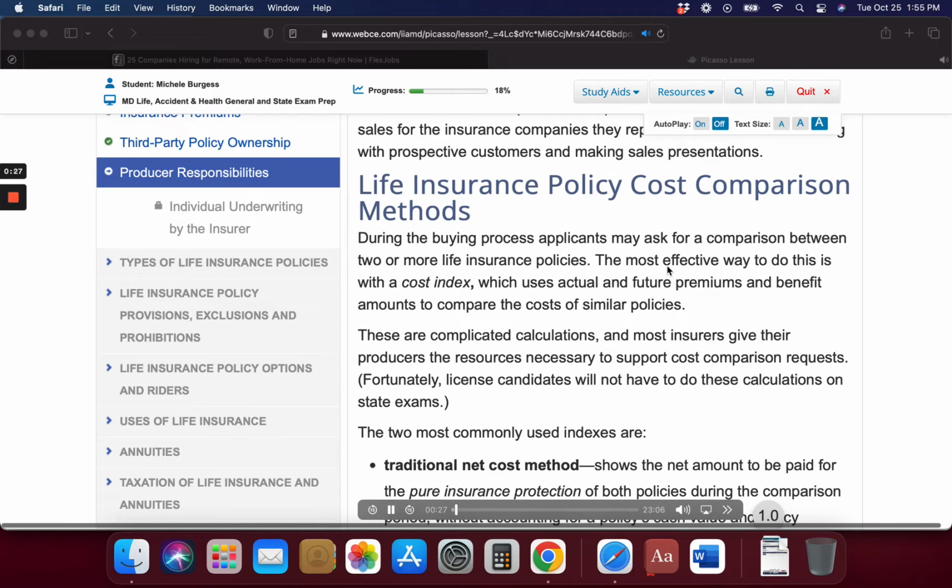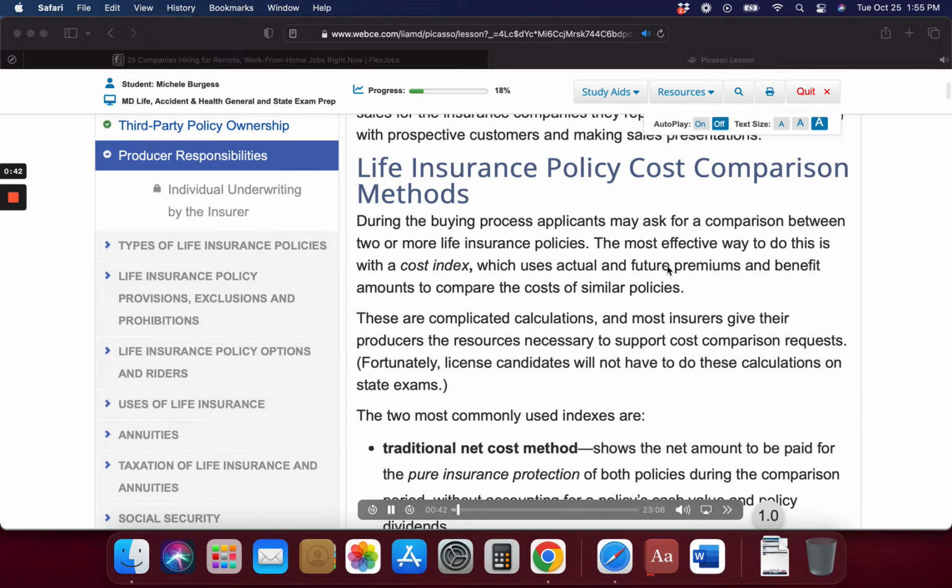Life insurance policy cost comparison methods. During the buying process, applicants may ask for a comparison between 2 or more life insurance policies. The most effective way to do this is with a cost index, which uses actual and future premiums and benefit amounts to compare the costs of similar policies. These are complicated calculations, and most insurers give their producers the resources necessary to support cost comparison requests. Fortunately, licensed candidates will not have to do these calculations on state exams.